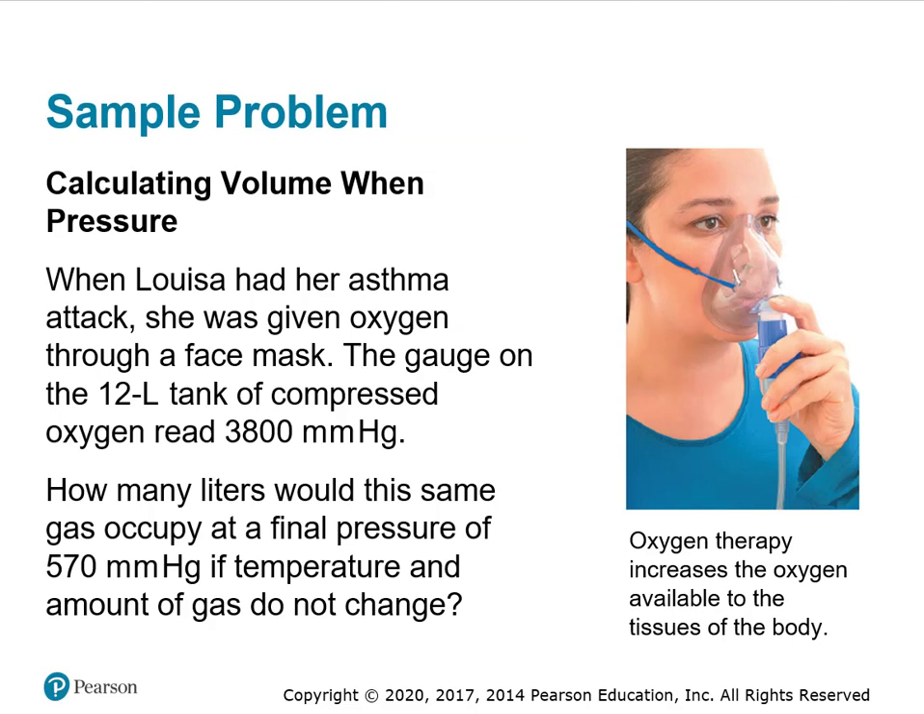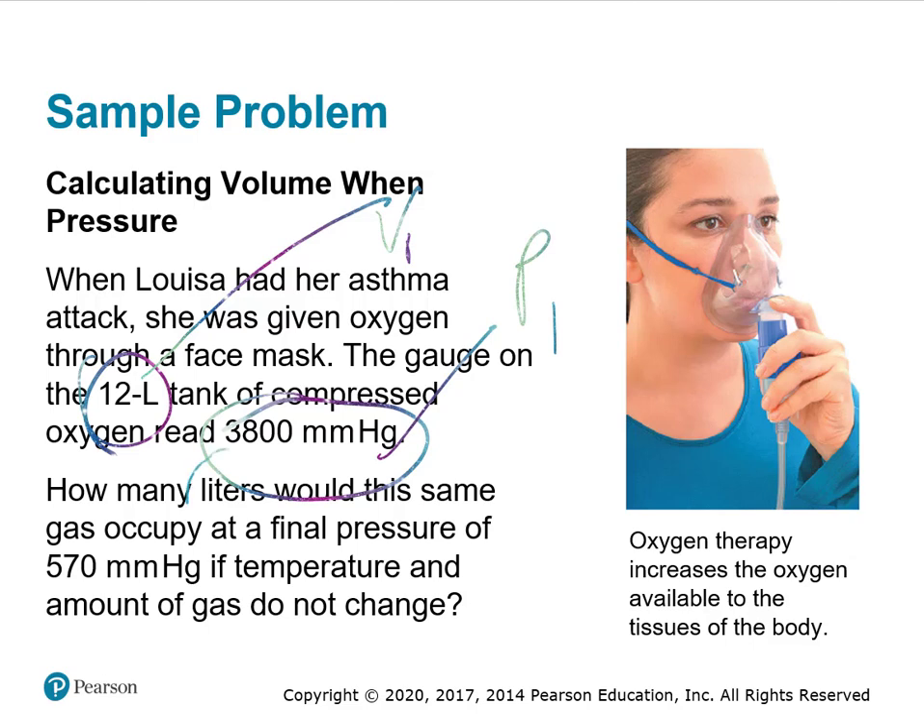When Louisa had her asthma attack, she was given oxygen through a face mask. The gauge on the 12-liter tank of compressed oxygen read 3,800 millimeters of mercury. Here's what's important when you're going through a story problem. It's to label what are we given. 12 liters we need to be able to recognize as a volume, and because it was given to us initially, we're going to say it's our V1, and it said that in that 12-liter tank the pressure at that volume was 3,800 millimeters of mercury.